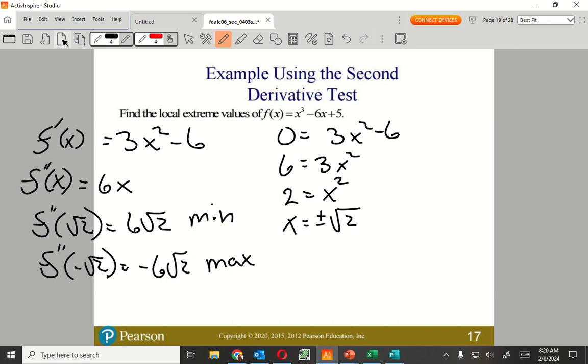Okay, same thing goes for the minimum. So minimum is concave up. So I have a positive number opening up. So my concavity is positive, and so that gives me a minimum there. Does that make better sense?